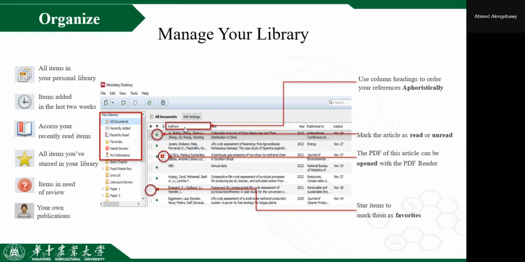Here, if you click on the authors, you will find the authors are arranged alphabetically, so you can simply recognize which article you want. Also, this green icon, you can just mark it as read or unread. Here indicates that the PDF of the article is available. If not available, you can also add it. I will show it later. And this star is to mark your favorite articles.